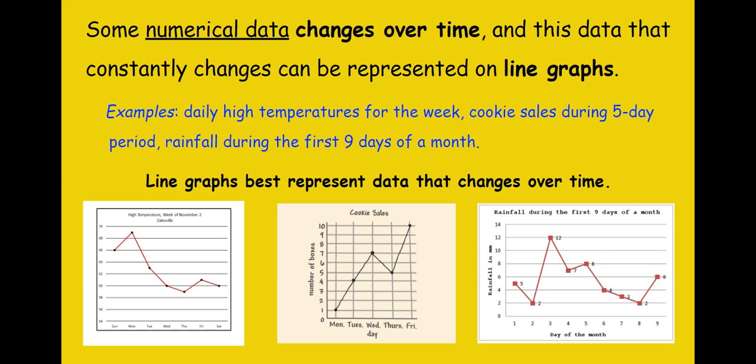Another good example of data that changes over time is look at the rainfall during the first 9 days of a month. We can look at the first 9 days and we can see how many inches of rain in millimeters had occurred. So the number of inches of rain in millimeters is represented again on that y-axis, that vertical side numbering on the left side of your graph that goes up and down. All right. So again, we are looking at data that is numerical that changes over time.